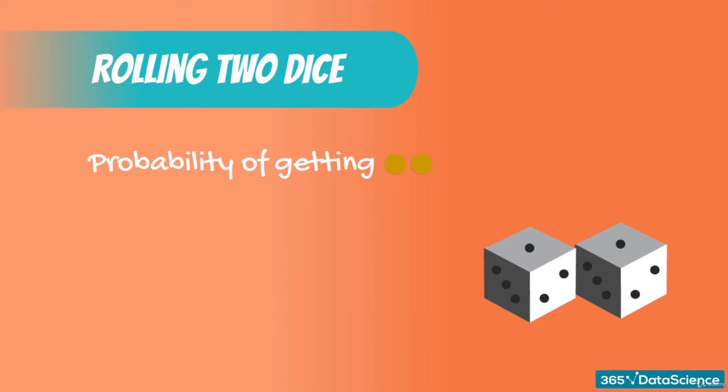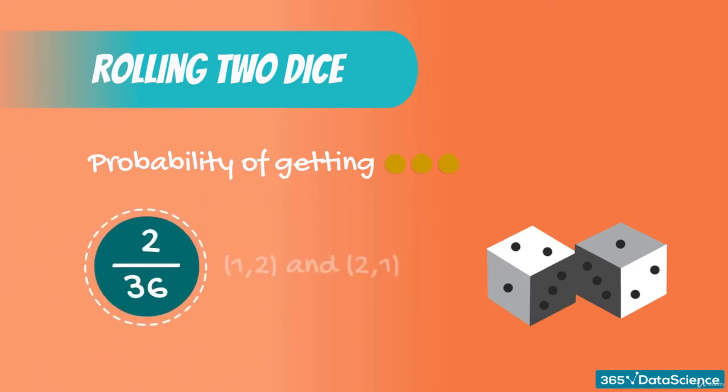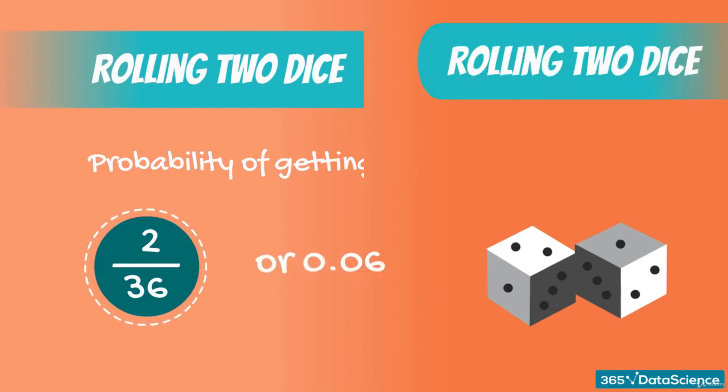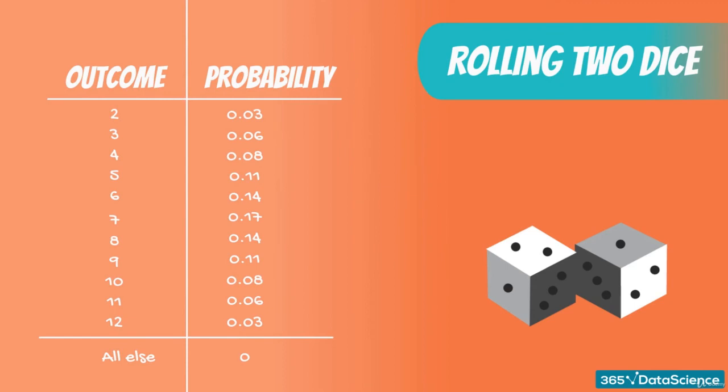Similarly, the probability of getting a sum of 3 is given by the number of combinations that give a sum of 3 divided by 36. Therefore, 2 divided by 36, or 0.06. We can continue in this way until we have the full probability distribution. Let's see the graph associated with it.